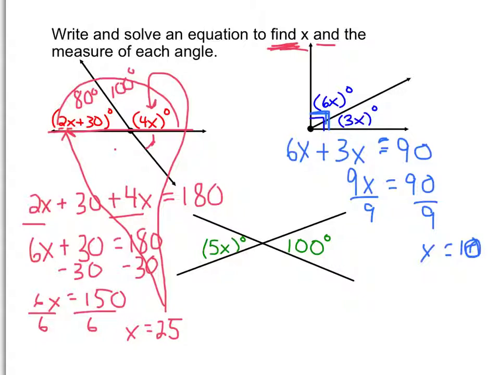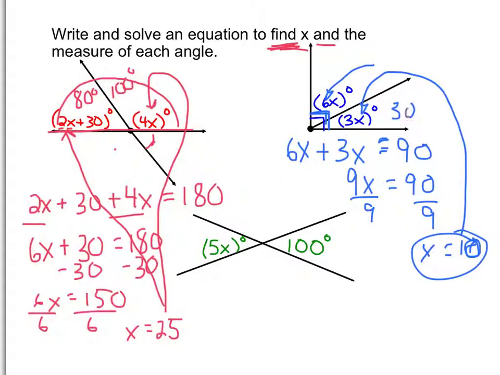That's not the measure of each angle. We take, plug the 10 back into both places. 3 times 10 is 30. 6 times 10 is 60. The last one, they are not equal to 180. They are not equal to 90. They're vertical angles, so they're equal to each other. So we don't say equal 90 or 180. We say 5x equals 100.